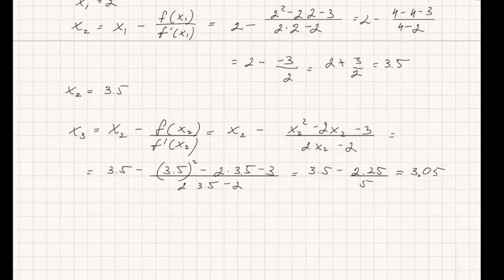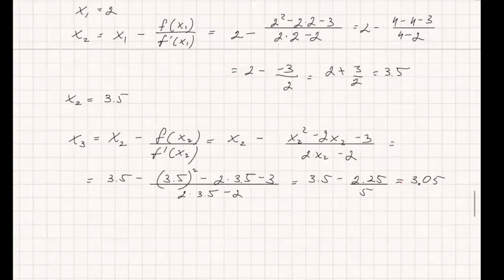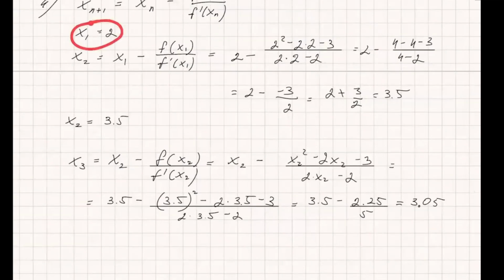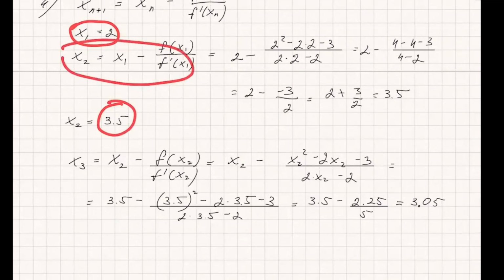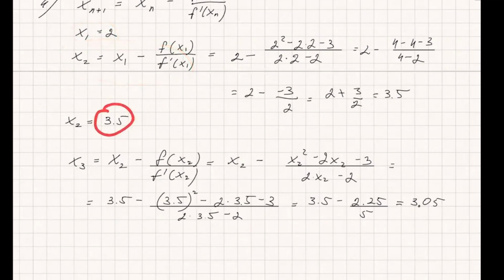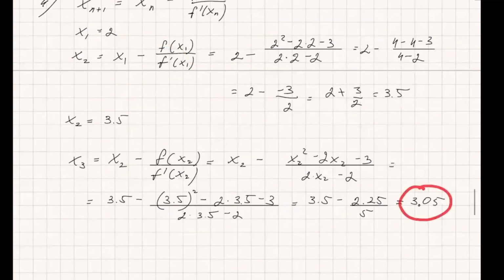Remember that the root was 3, right? So at first, our random guess was 2, and then the first iteration of Newton's formula gave 3.5, which is closer to 3, right? The next iteration, the second iteration, produces this 3.05, which is much closer to 3.